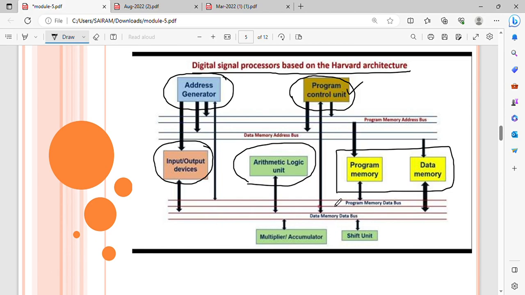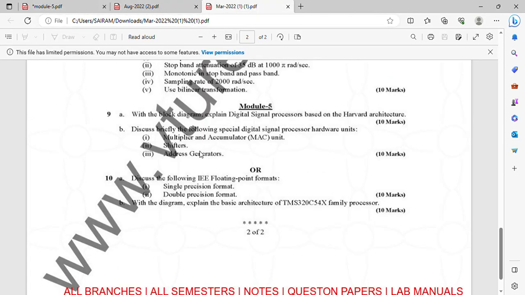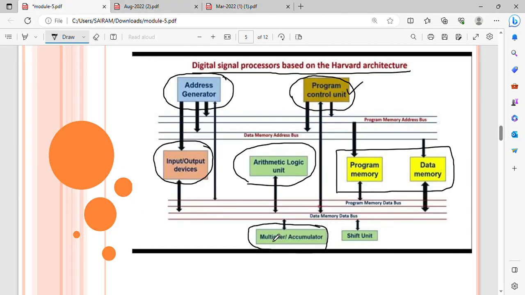And here there is a multiplier and an accumulator. So what is a multiplier and an accumulator? You learn this in detail, because this is one of the hardware components with respect to DSP, right? You can see here, in hardware components, multiplier and accumulator, shifter and address generator. This is the multiplier and accumulator, this is the shift unit, I can say shifter, and the address generator. So these three are hardware components with respect to DSP, and here you are learning all these things in detail, students.